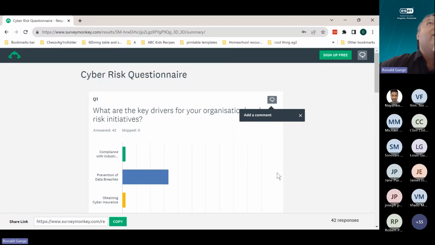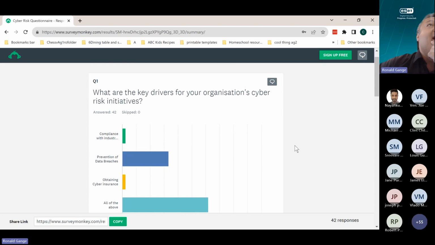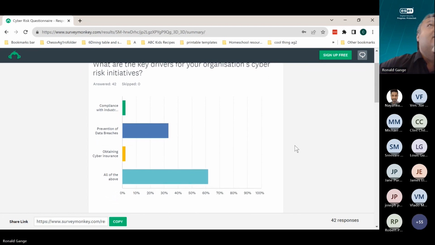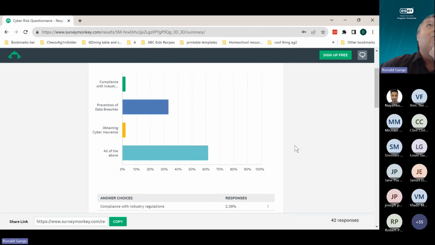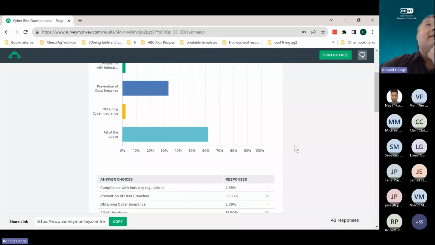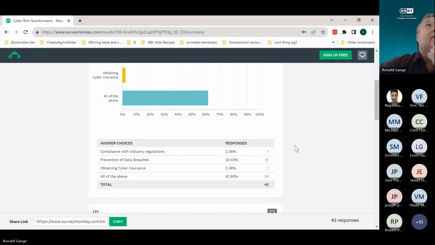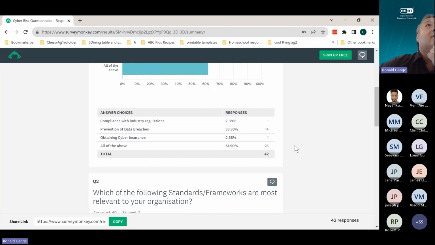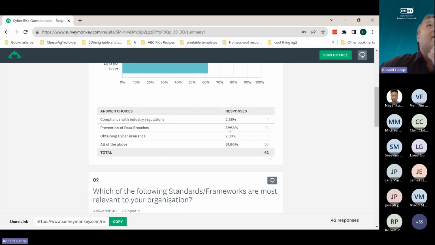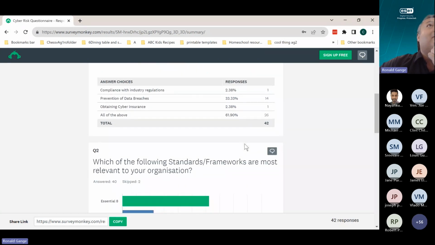In terms of what are the key drivers for your organization with regards to cyber risk initiatives, the biggest answers we have so far are the prevention of data breaches, and secondly, all of the above. That's 33% for prevention of data breaches, and 61.90% for all of the above.